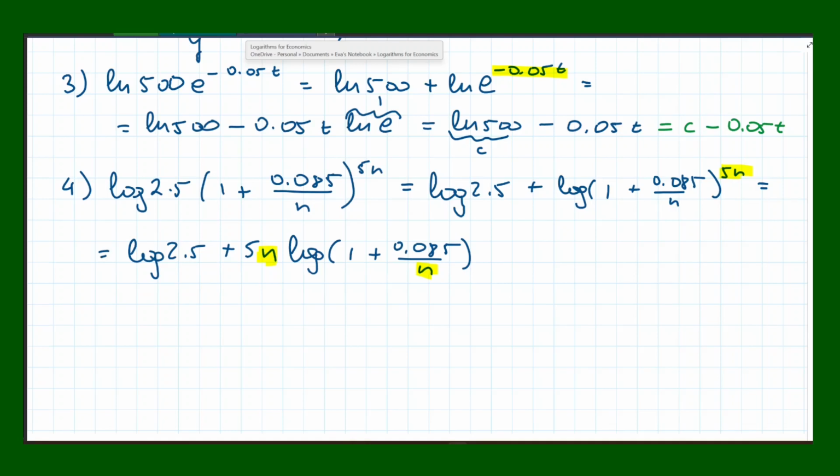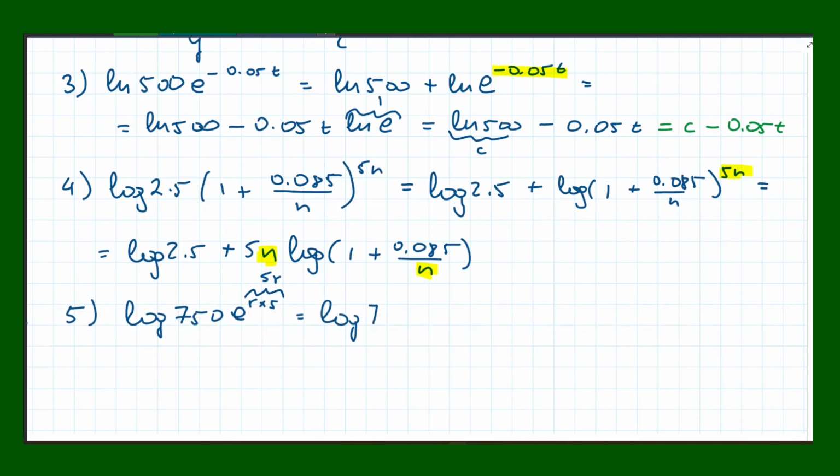Now let's move on to question number 5, which is our last question for this video and for the log series. Isn't that exciting? Log 750 times e to the r times 5. Now, first of all, r times 5 is just basically 5r. So from now on, I'm going to treat it as 5r. And again, there's a multiplication between 750 and e to the 5r. So I can break that into an addition of the same logs. So this is going to be log 750 plus log e to the 5r.